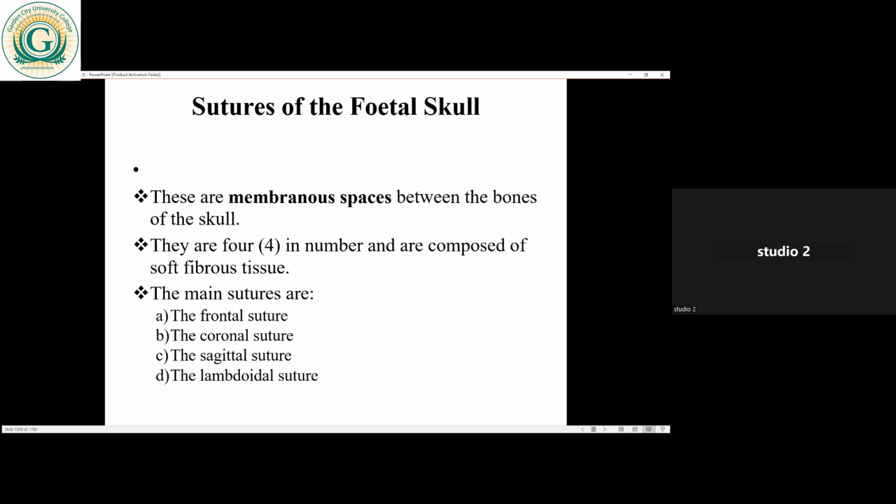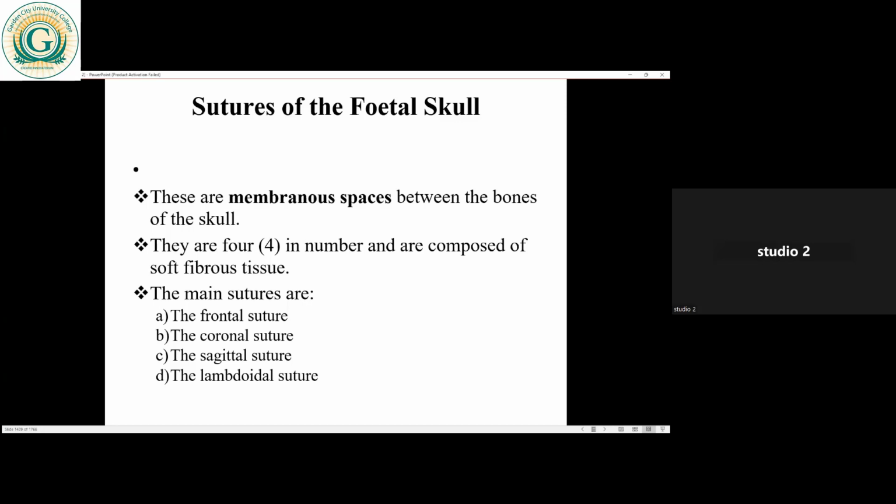These are membranous spaces between the bones of the skull. There are 4 in number and are composed of soft fibrous tissues. The main sutures are frontal, which divides the frontal bones; coronal, which divides the parietal and frontal bones; sagittal, which divides the parietal bones; and lambdoidal suture, which divides the occipital bone and parietal bones.